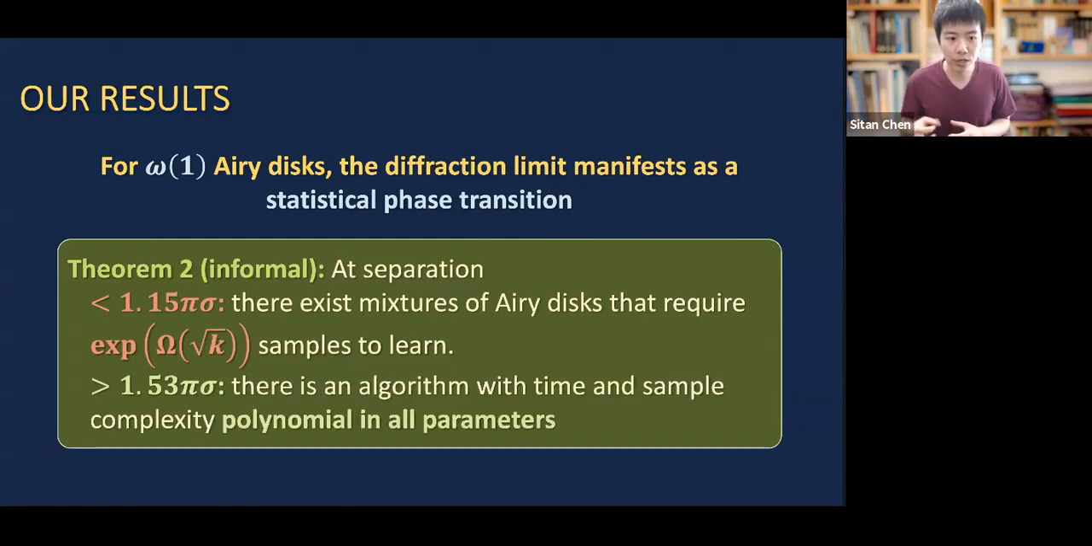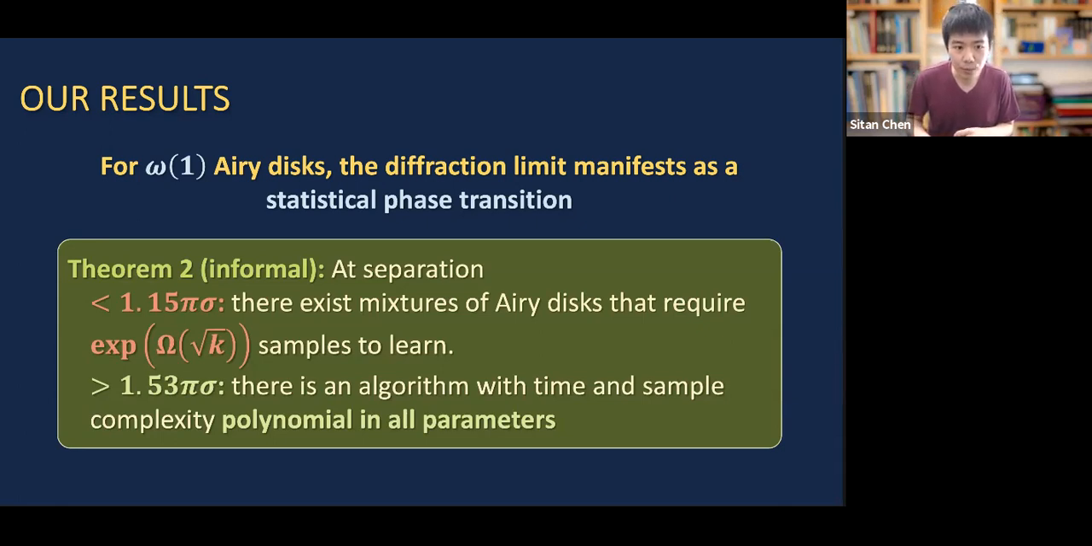And above this level of separation, if the Airy disks are sufficiently spaced out, we actually give a different algorithm which has time and sample complexity which is polynomial in all parameters. Not just in 1 over error, 1 over relative intensity, et cetera, but also polynomial in the number of Airy disks. Okay, so as long as you have a polynomial number of Airy disks, we get a polynomial time algorithm.